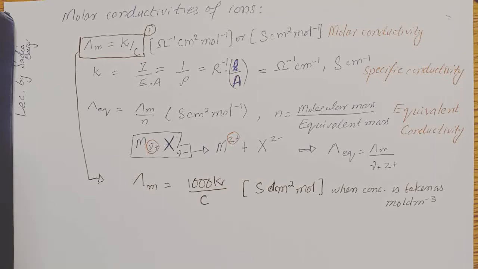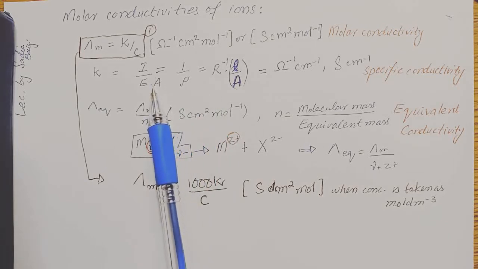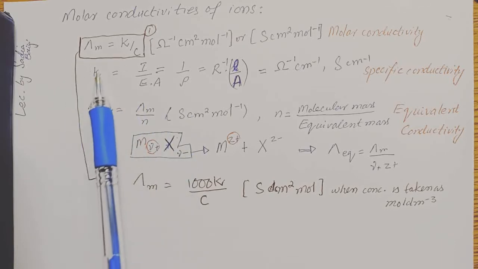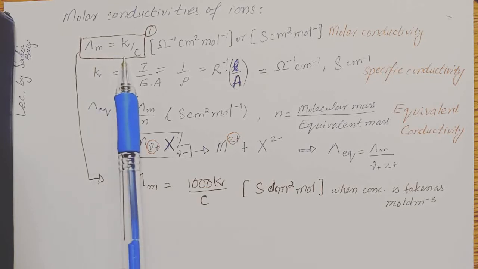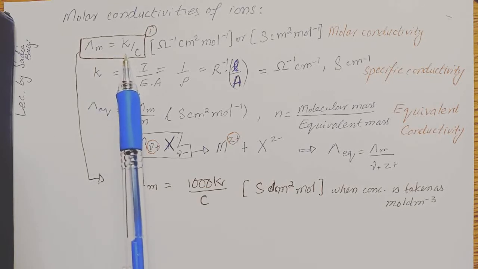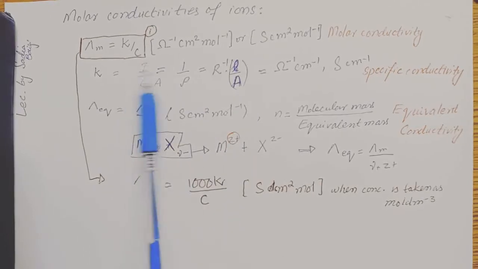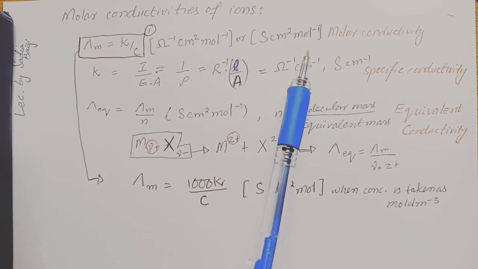Molar conductivities of ions. So first of all, what is the molar conductivity? The molar conductivity of an electrolyte in solution is represented as equation number 1, which is the ratio of the specific conductivity over the concentration, and the unit of the molar conductivity is Siemens centimeter square per mole.